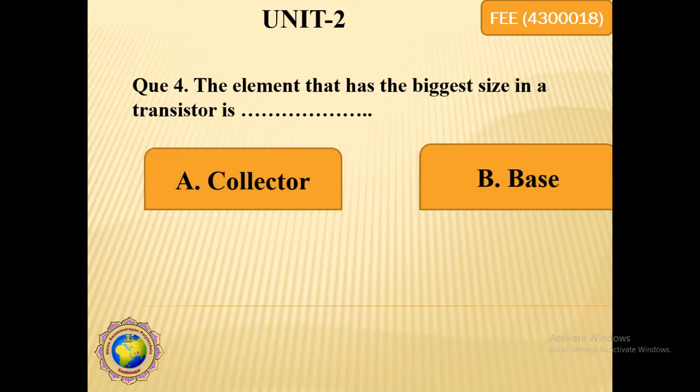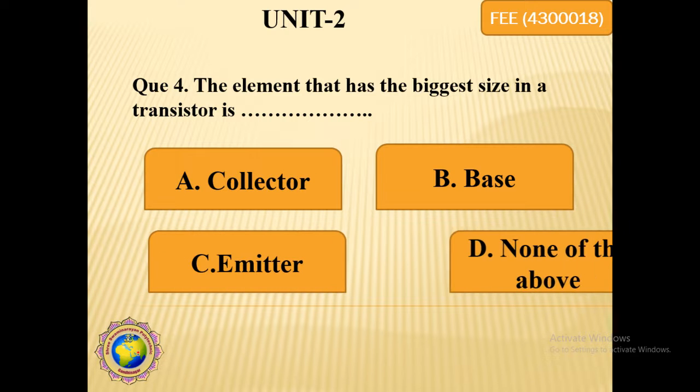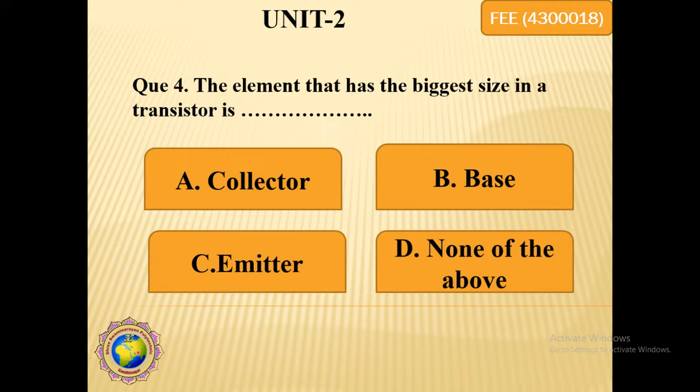A, collector; B, base; C, emitter; and D, none of the above. Question number 4. The element that has the biggest size in the transistor is A, collector; B, base; C, emitter; and D, none of the above.